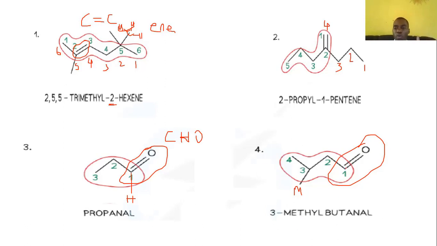So the parent name here is butanal, with an AL, because an aldehyde has got AL at the end.